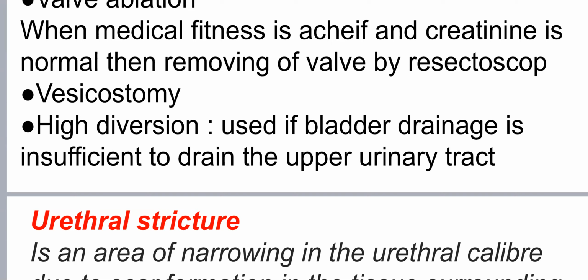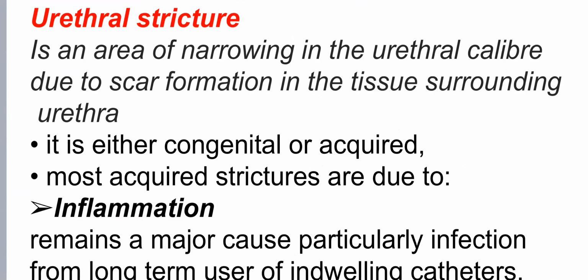Urethral stricture. The second topic is the urethral stricture. It is an area of narrowing in the urethra due to scar formation in the tissue surrounding the urethra. It is either congenital or acquired.